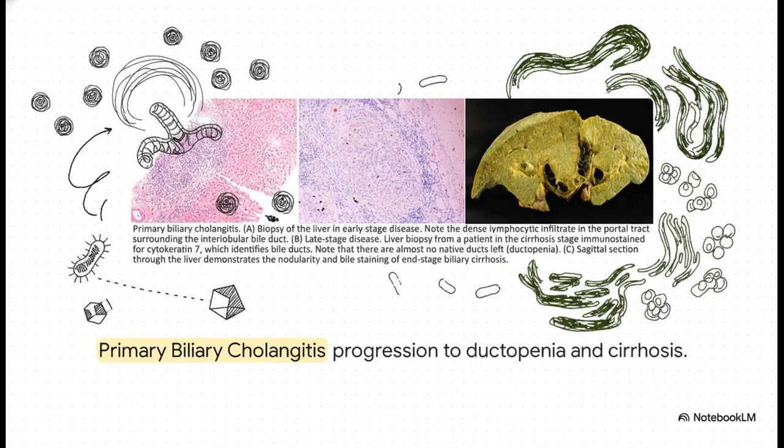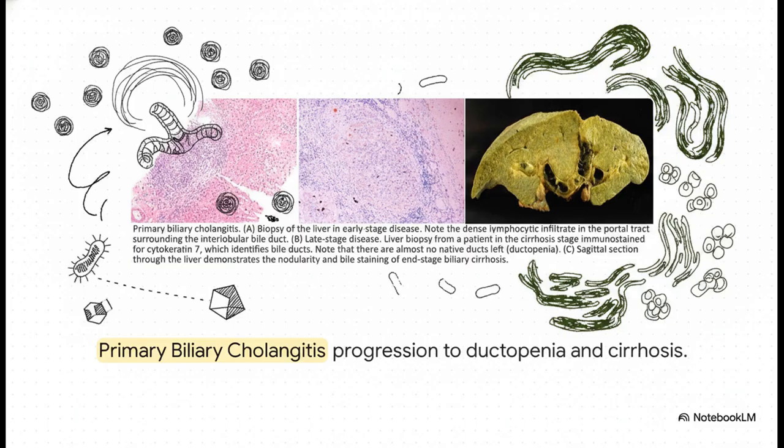If we look at PBC on a cellular level, it's pretty wild. Early on, there is an intense T-cell-mediated attack directly on the portal tracts. You've got CD4 and CD8 T-cells surrounding and destroying the small bile ducts, and they often form non-caseating granulomas. The leading theory for why this happens is molecular mimicry. Basically, an environmental trigger, like maybe a bacterium, has a protein that looks exactly like a mitochondrial enzyme in the human body, and it kicks off this massive friendly fire event.